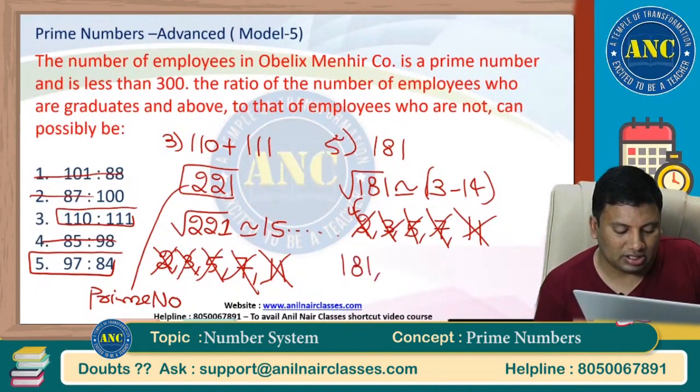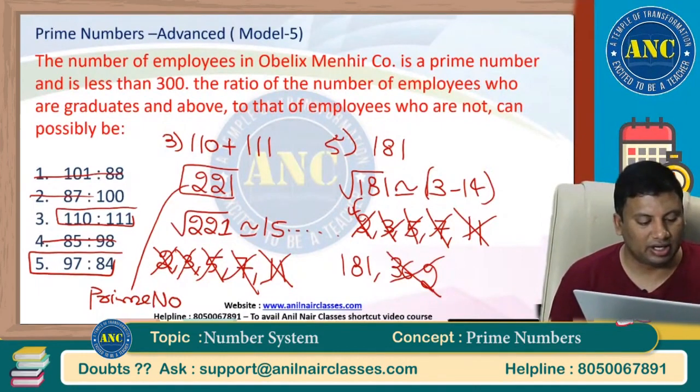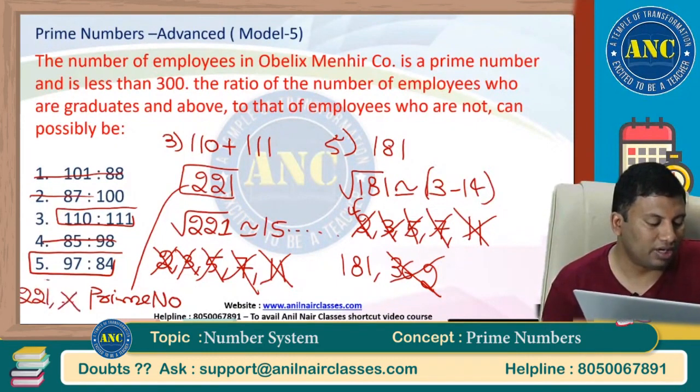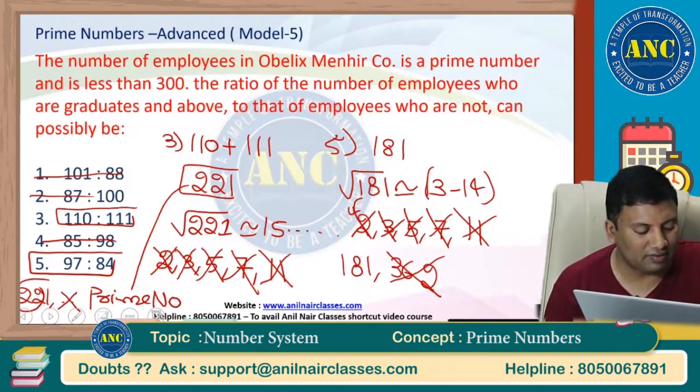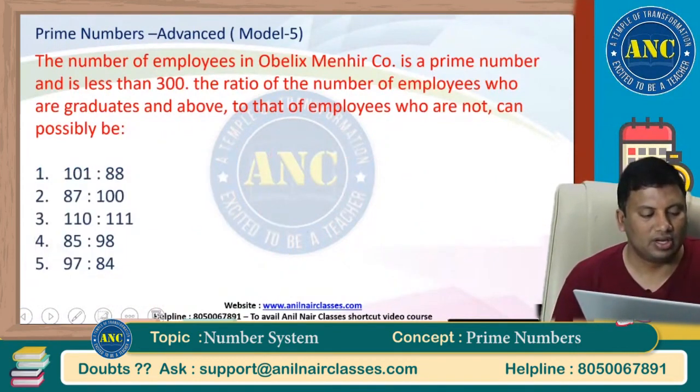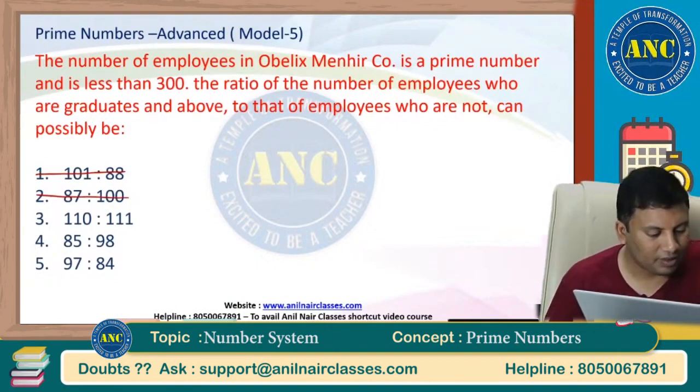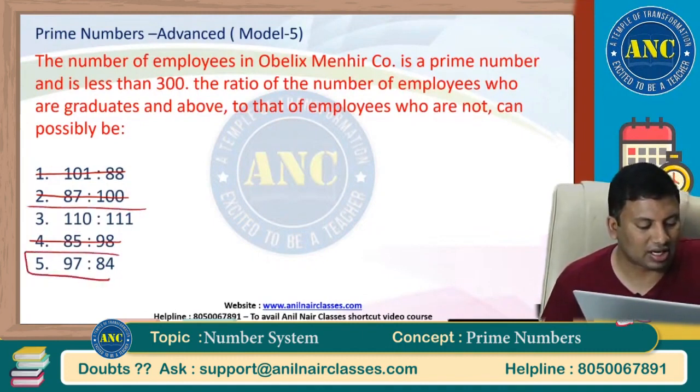Next number is 362. The number of employees should be less than 300. 110 plus 111 is 221. Next number is 442, that is also greater. So let us see, we are getting two answer options. 189 is not a prime number. 187 is not a prime number. 85 plus 98, it is not a prime. 183 is not a prime number. So we are stuck in these two.